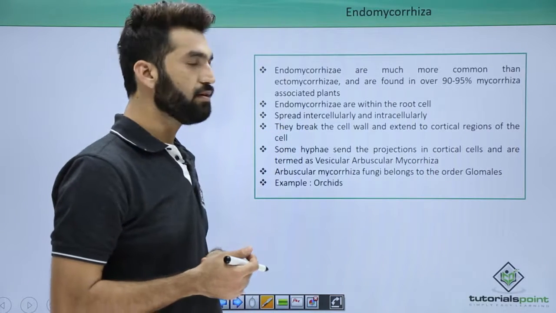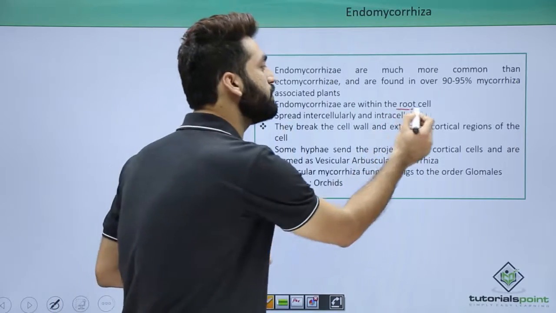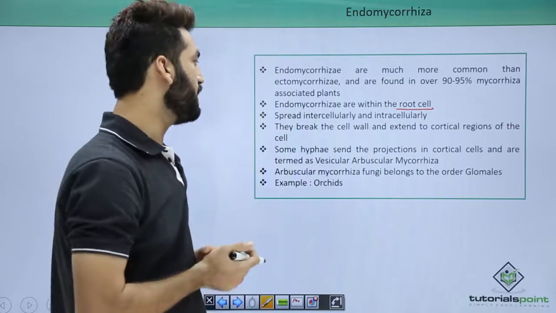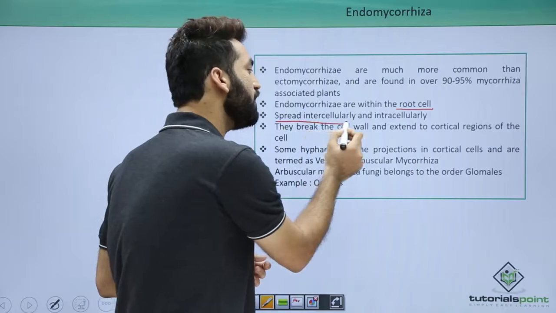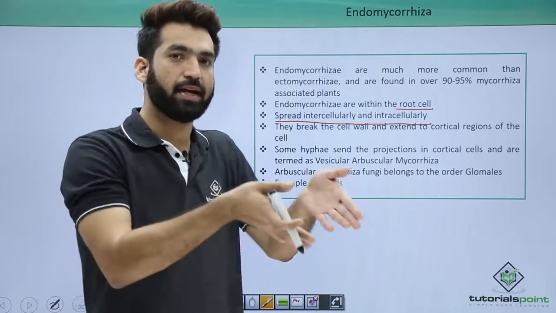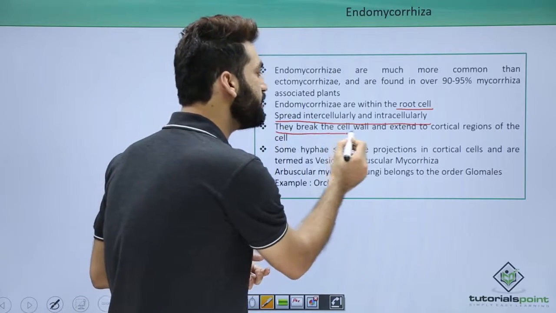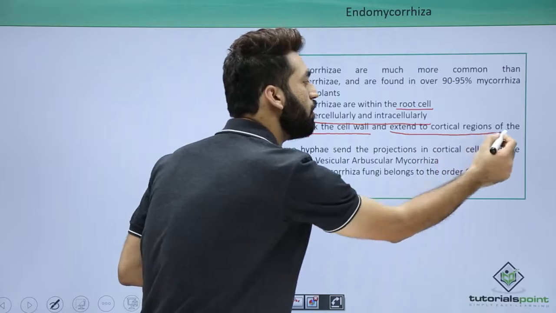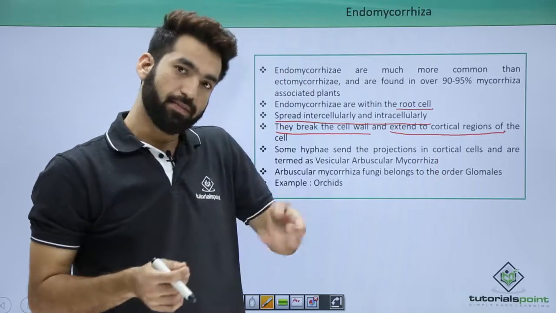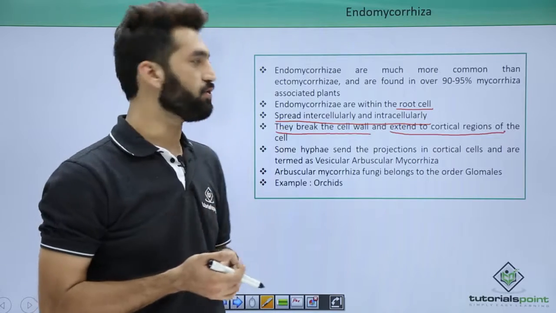What happens here? First of all, endomycorrhiza will be growing in the root cells, within the root cell. It will spread around intercellular and intracellular spaces. It will be growing intercellular and intracellular also. Now they will break the cell wall and extend to the cortical regions of the cell. Now from the cortical region of the cell, they will suck out the nutrients, they will get the nourishment.